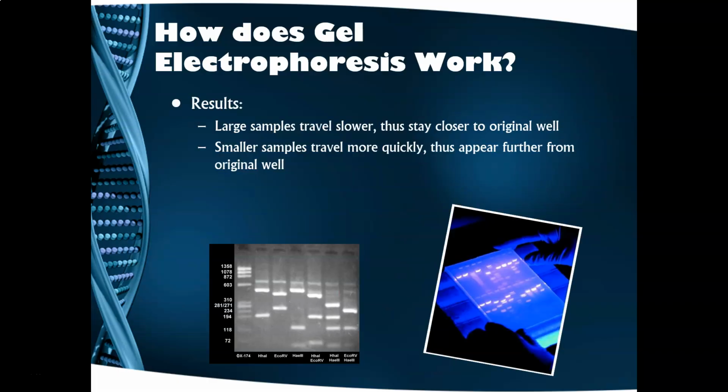So again, the result here is that the larger samples are going to run slower and stay closer to the well, while the smaller stuff can travel more quickly and thus get further. So if I go back to that mugging case, what I'm going to do is take a look at these pictures, right? These are pictures of gels, so here are those original wells that we would have loaded those samples in, and I allow the samples to run. If I cut them with the same restriction enzyme and they came from the same person, then those gels and those lines should match.